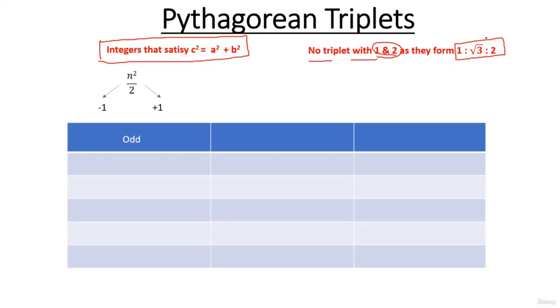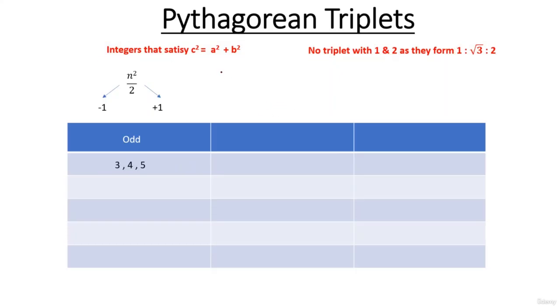I'll demonstrate. So let's start with the first odd number, guys. The first odd number we will start with is going to be 3, right? So let's find out 3 square. 3 square is 9. 9 by 2 will be 4.5, right? So guys, what integer comes before 4.5? 4 comes, and what comes after that? 5 comes. So the first triplet is 3, 4, 5.